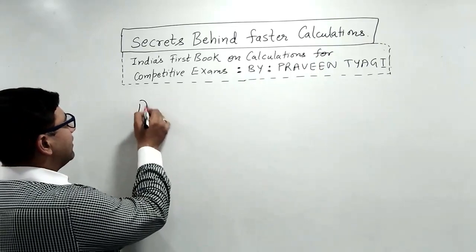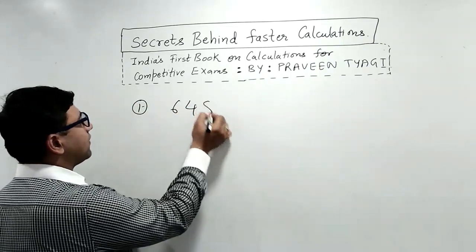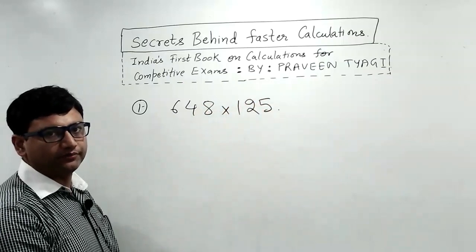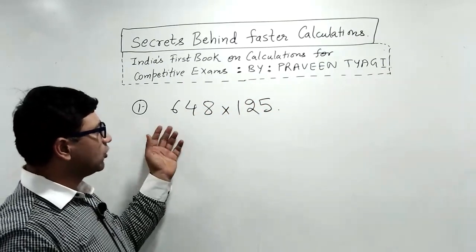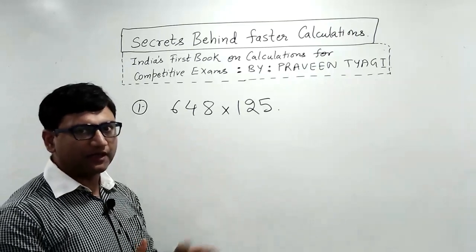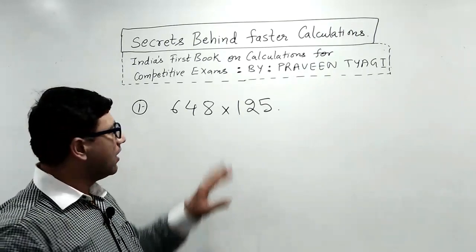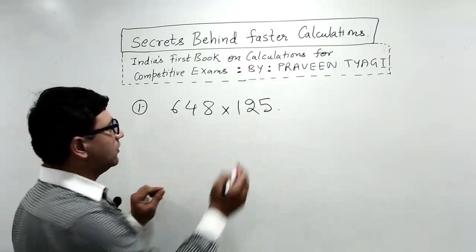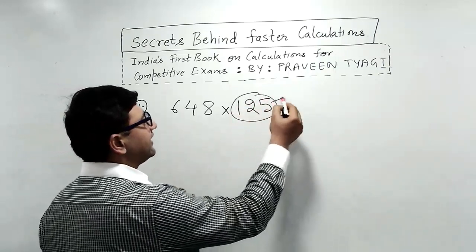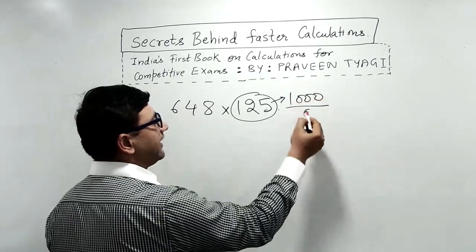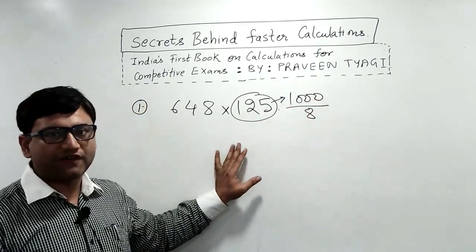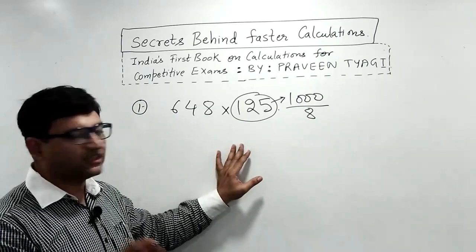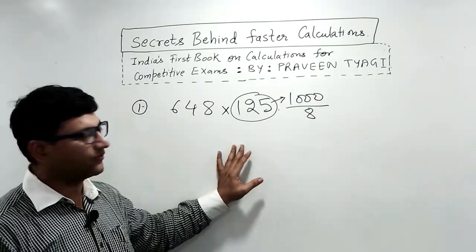For example, if you have to multiply a number 648 into 125, how do you multiply these two numbers? Now in this case it looks like a 3-digit big multiplication which will take a lot of time, but actually it can be done very easily in very less time. You can write 125 as 1000 divided by 8. Now we all know this fact that 125 is 1000 by 8, but we don't use it. But if we use it, you can see the magic it creates.